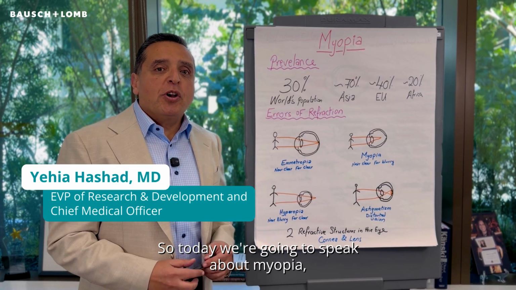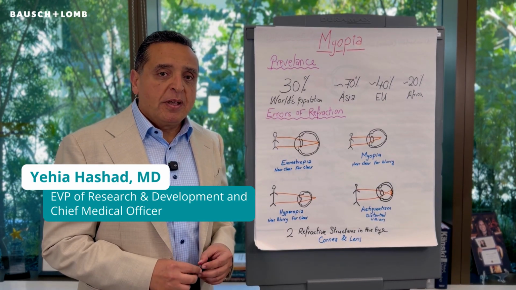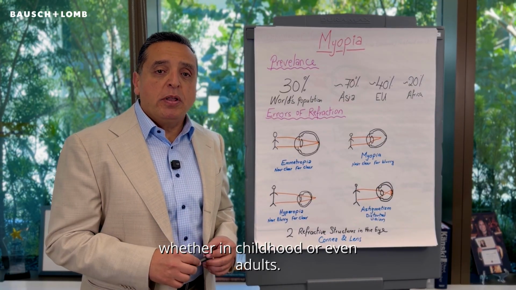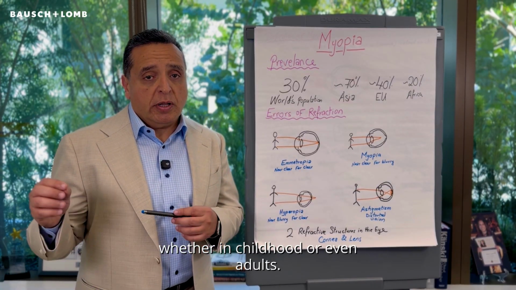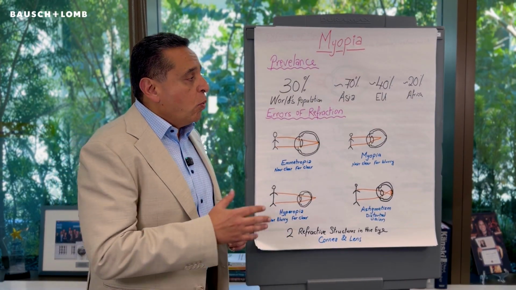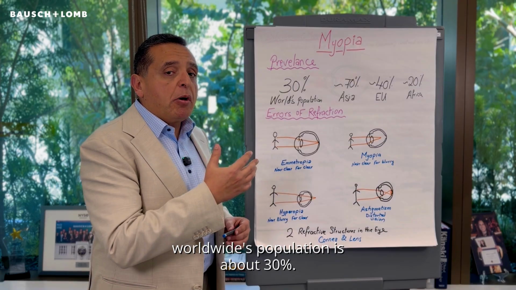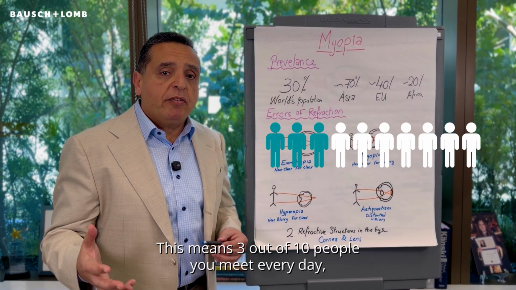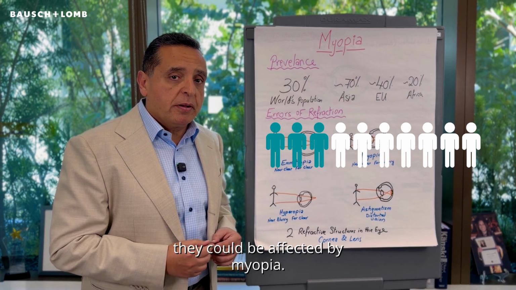So today we're going to speak about myopia, one of the most common conditions that can affect the eye, whether in childhood or even adults. If we look at the prevalence of myopia, worldwide population is about 30%. This means 3 out of 10 people you meet every day could be affected by myopia.